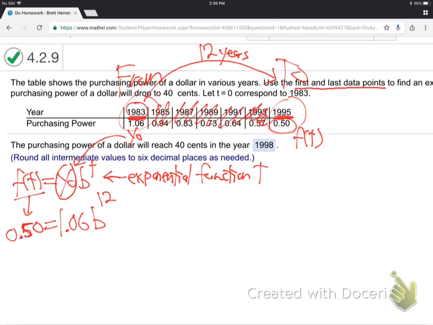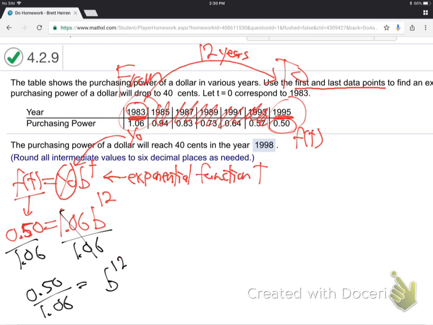Divide by that 1.06. Is that one clean? I'm going to use my calculator. I think that one might be clean. It's not. All right, I'm just going to leave it that way. It's kind of an ugly decimal. I'll just leave it that way. So, good to there so far?